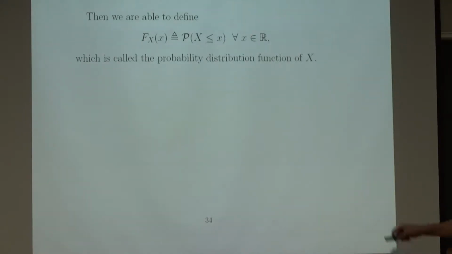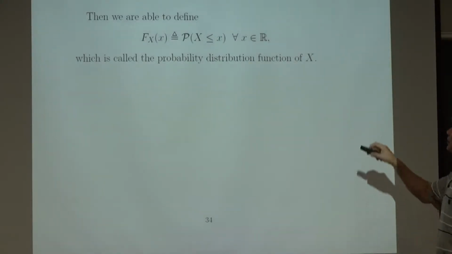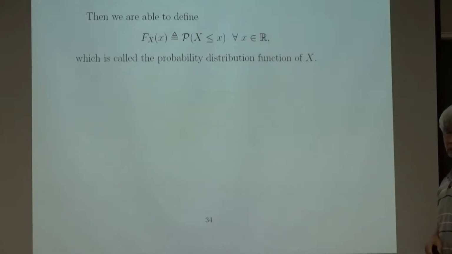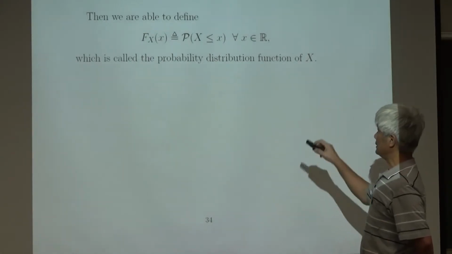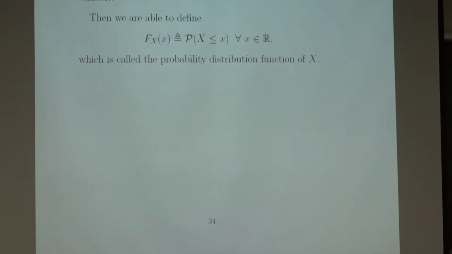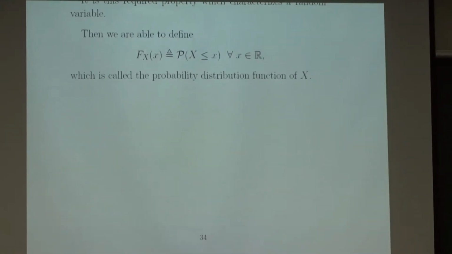Because this event is an event of interest, we can apply the probability function. When we apply the function, we get the probability that this event occurs. Because it depends on the little x here, we create a numerical function. For each little x, we have a probability. And this function is called the probability distribution function. We encounter it in elementary probability theory.